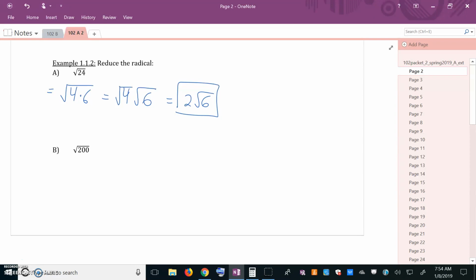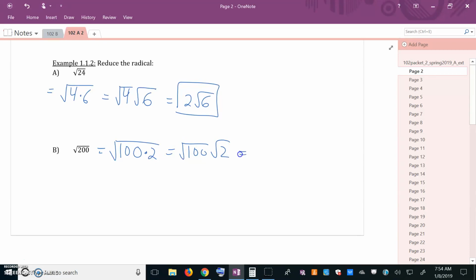Now, for the square root of 200, there's lots of perfect squares that go into 200. 4 and 25 both go in, but I would like to find the biggest perfect square. So here, the biggest perfect square that goes into 200 is 100. So let's rewrite that as 100 times 2. So once again, I can then rewrite that as root 100 times root 2.